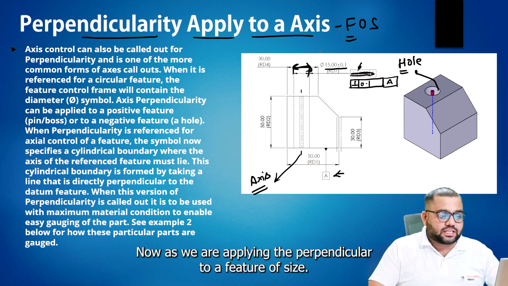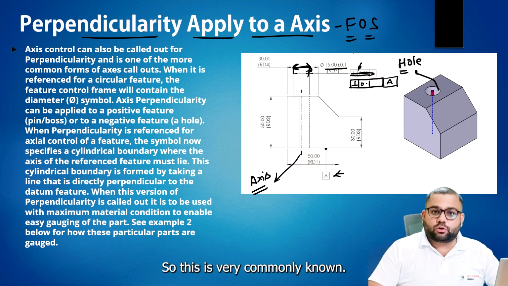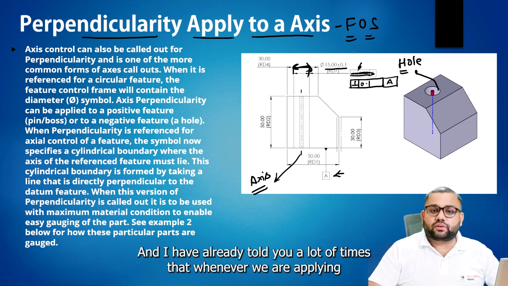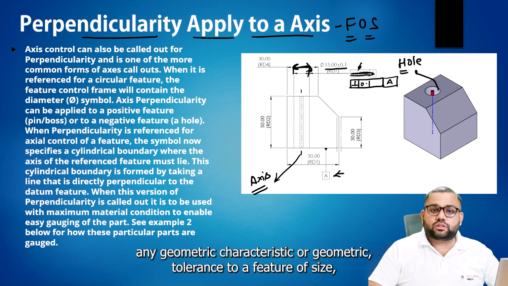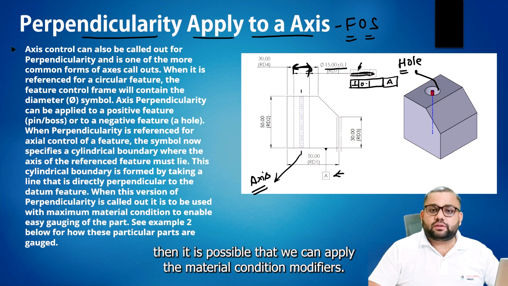Now, as we are applying perpendicularity to a feature of size, this is very commonly known, and I have already told you many times that whenever we apply any geometric characteristic or geometric tolerance to a feature of size, it is possible to apply the material condition modifiers.